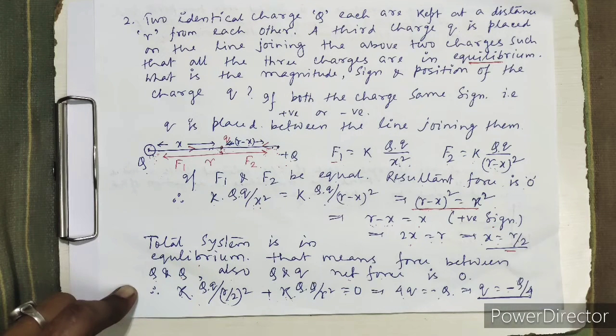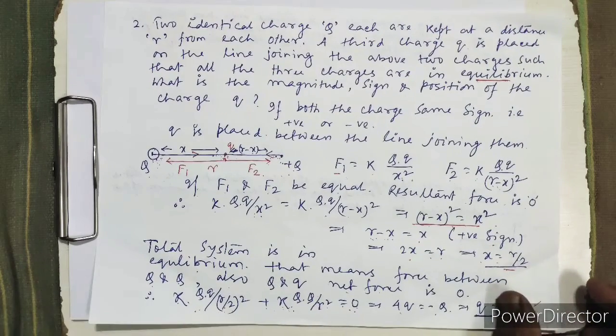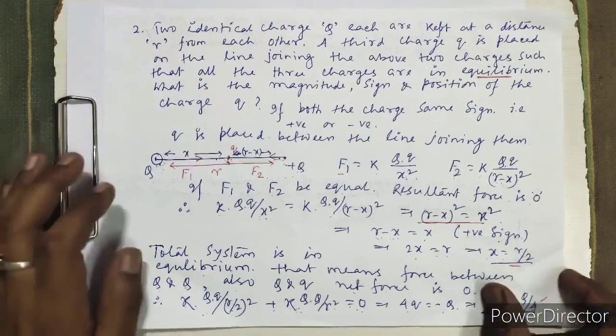Point to be noted that if you consider these two forces equal, in that case you can't find the original sign of this charge. You can't find the original charge of the small q. Then always you write F1 plus F2 equals 0. Then you find the value of small q equals minus Q by 4. Clear? Now we discuss another question.